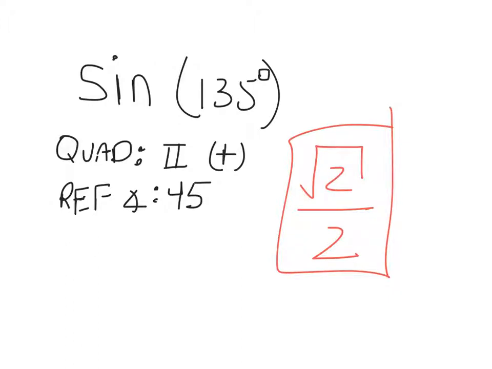Again, the big advantage of this method is how quickly you can get these values as long as you know the positive and negative signs based on the quadrant, and you know all of the values for 0, 30, 45, 60, and 90 degrees.